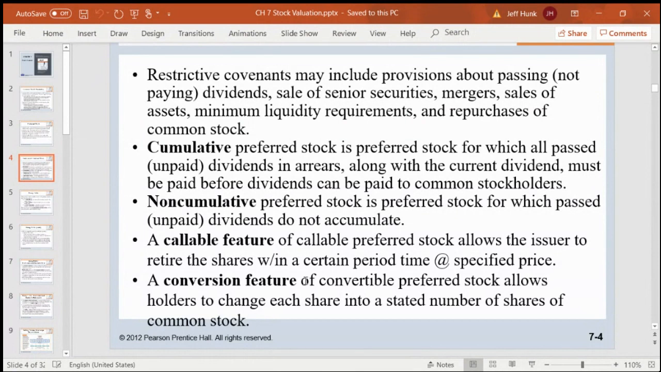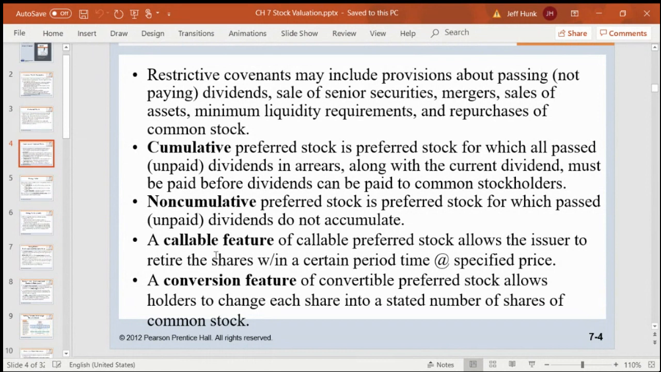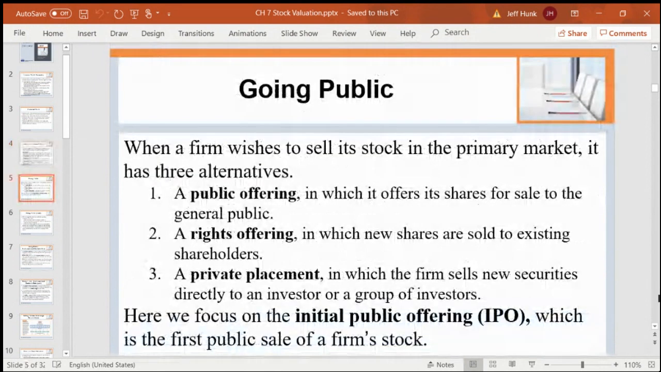Now, some preferred stocks have a call feature, just like the callable bonds. They also have a conversion feature, converting to common stock, right? Some of them. Okay, that pretty much sums up everything about the preferred stock.